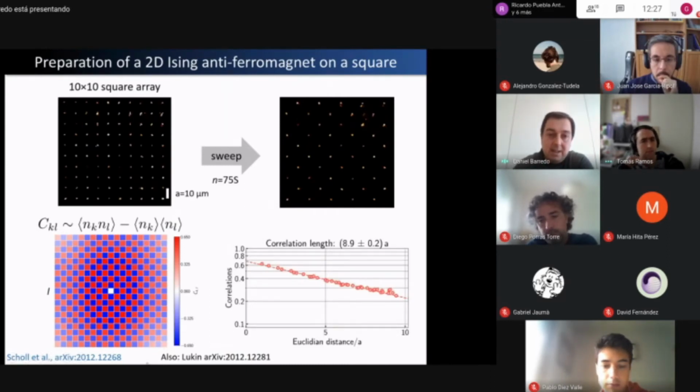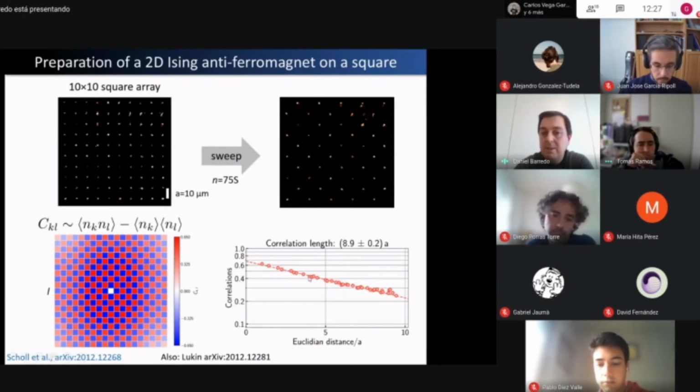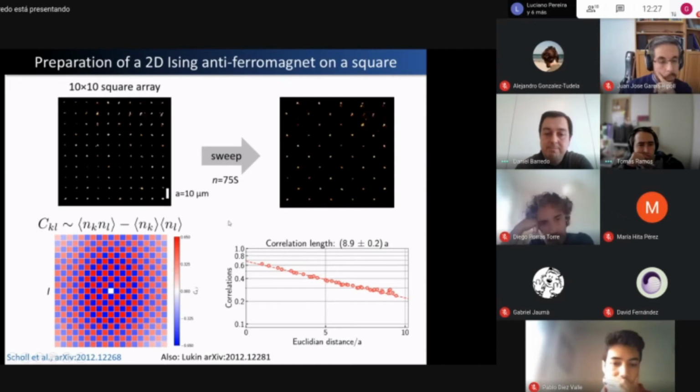And still, the correlation function is not homogeneous. It's slightly decayed, and you can fit this decay with a correlation length, which in this case is around 9 sites, which basically tells you that this is covering almost the full 10 by 10 array that we have.